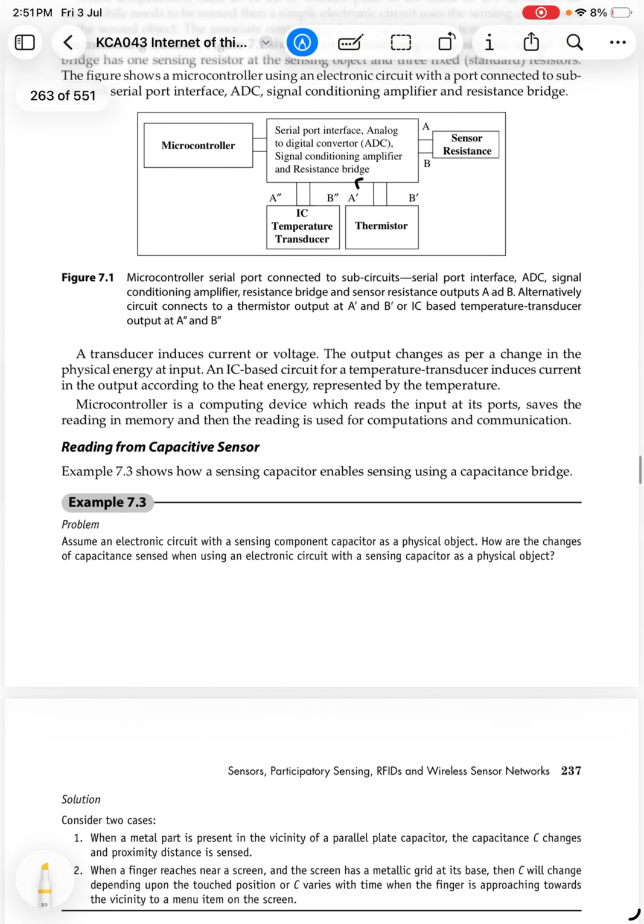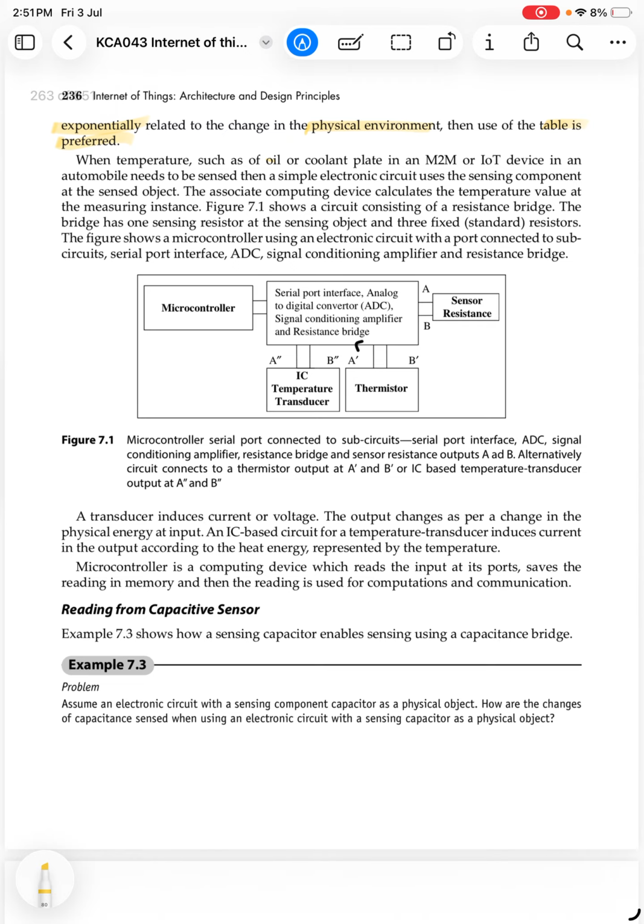When temperature, such as of oil or coolant plate in an M2M or IoT device in an automobile, needs to be sensed, then a simple electronic circuit uses the sensing component at the sensed object. The associated computing device calculates the temperature value at the measuring instance. Figure shows a circuit consisting of a resistance bridge. The bridge has one sensing resistor at the sensing object and three fixed resistors.